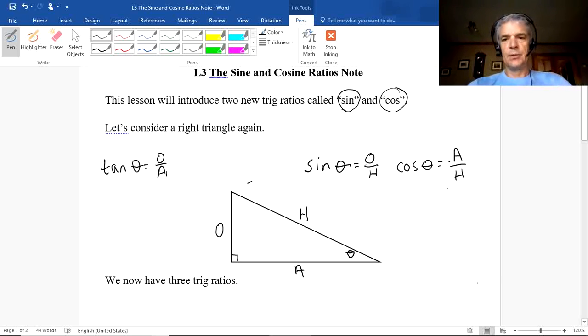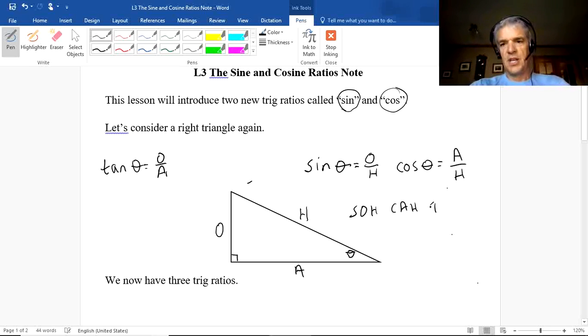Okay. Now they have this really simple saying, which is Sohcahtoa. And what this really means is sine theta equals opposite over hypotenuse. Cos theta equals adjacent over hypotenuse. And tan theta equals opposite over adjacent. And they just use this little expression, Sohcahtoa, to help us better understand or remember the three ratios, okay?